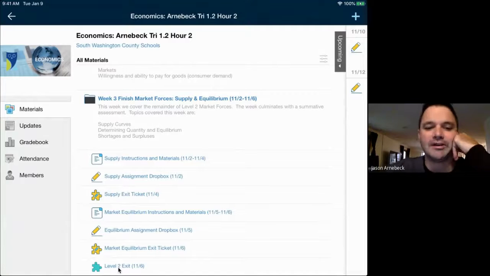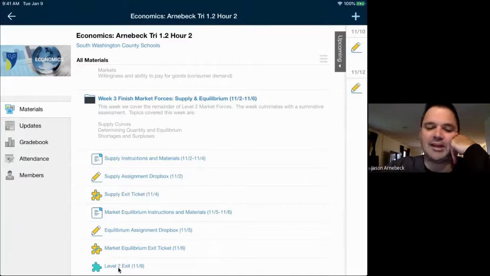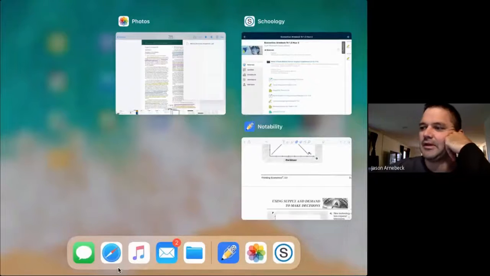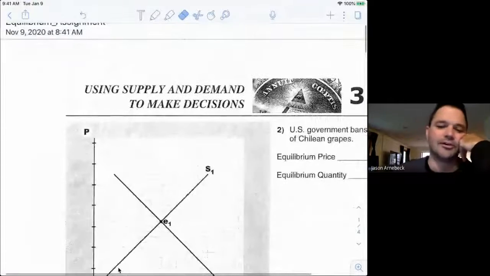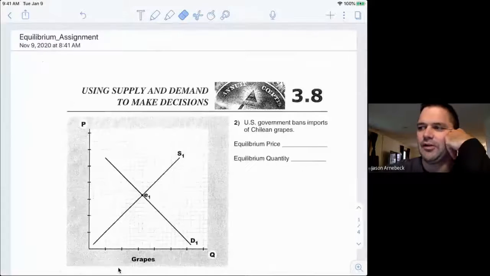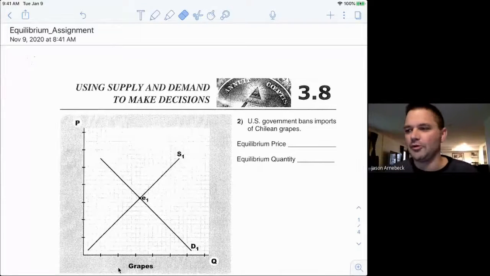I'm not going to go through the exam itself, obviously, but to help explain what you do in the exam for 4 of the 5 questions, I'm going to use your equilibrium assignment from last week. That was in the market equilibrium instructions and materials. I already have it pulled up in Notability, so you're going to see it here. It was in the tutorial I did for the assignment as well, but I just want to be a little more explicit so you know exactly what I'm looking for.